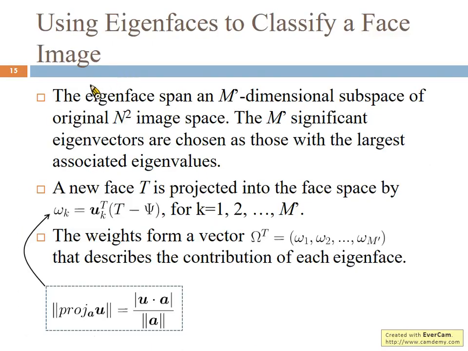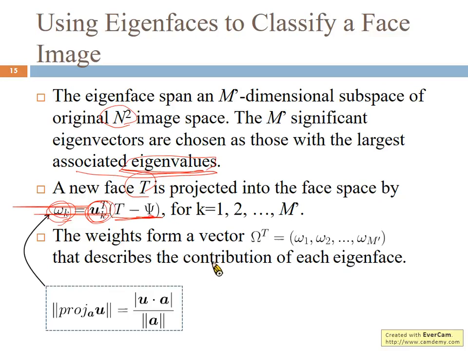Mathematically, the procedure is this. The eigenfaces span an n prime dimensional subspace of the original n squared image space, and the significant eigenvectors are chosen as those with the largest associated eigenvalues. This idea has been described many times. And when a new face image T comes, we project it into the face space by finding the vectors corresponding to the different eigenvectors. The idea is we subtract the average face from the original face T, and then we calculate the inner product of this difference with each of the k eigenvectors. Then we can get the k weights.